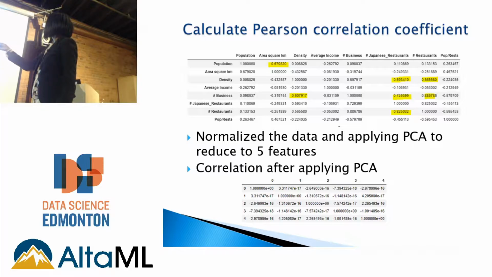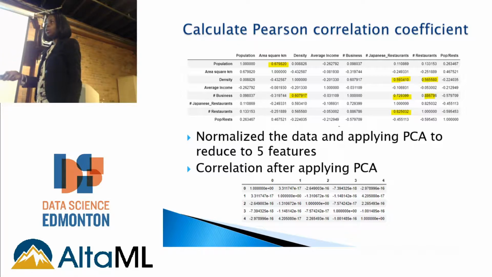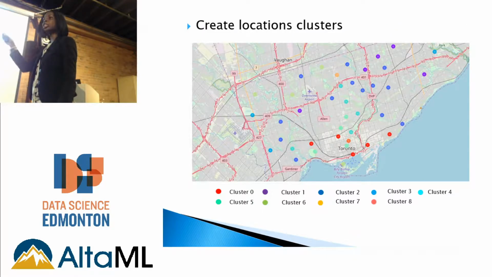So for this case, as I said, I normalized the data, and then I applied PCA to reduce the number of features from 8 to 5. And for the new features, you can see the correlation is approximately equal to 0. Using those new features, 9 clusters of locations were created. Most of the clusters have more than one location. For example, cluster 0 has 5, while cluster 7 and 8 are the only ones that have one location each.